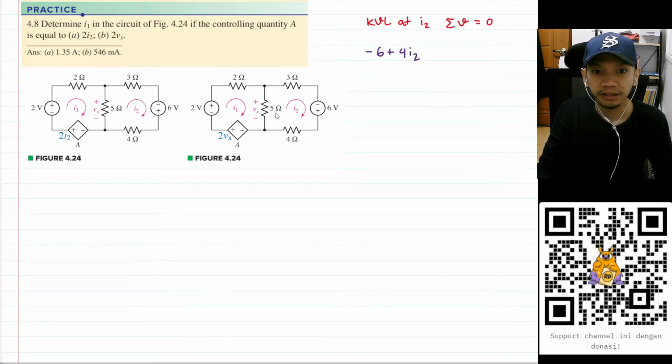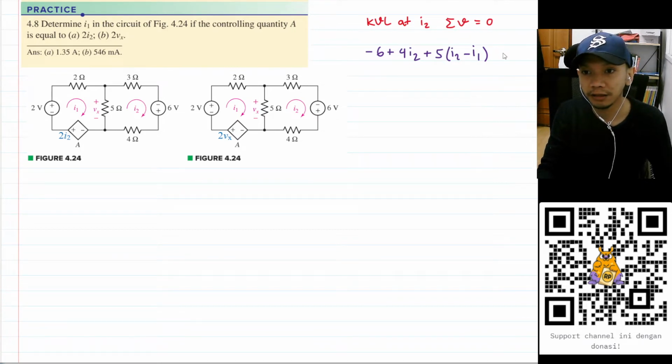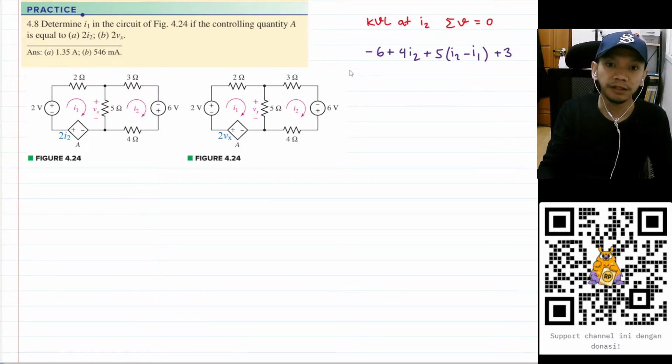And then for this 5 ohm, we convert it to voltage by multiplying by I2. But here, another current, I1, is flowing in the other direction. So we need to subtract I1 from it. And the last one will be this 3 ohm resistor. So I will have plus 3, and again, because we are converting resistance into voltage, we multiply it by I2. So all of this will equal 0.